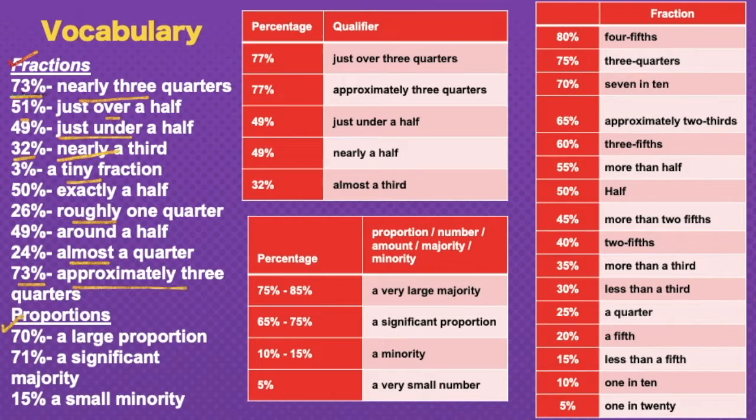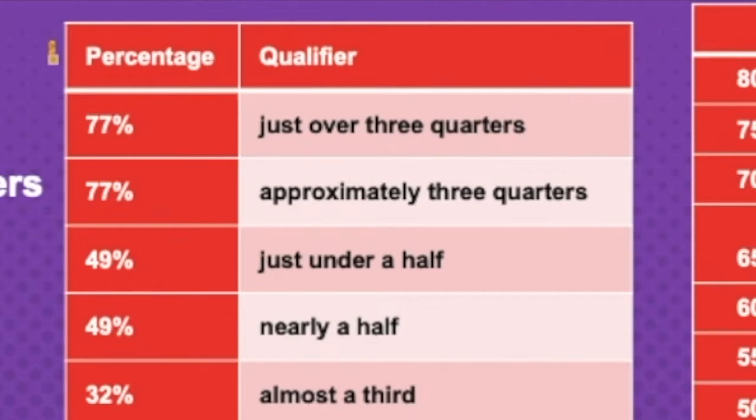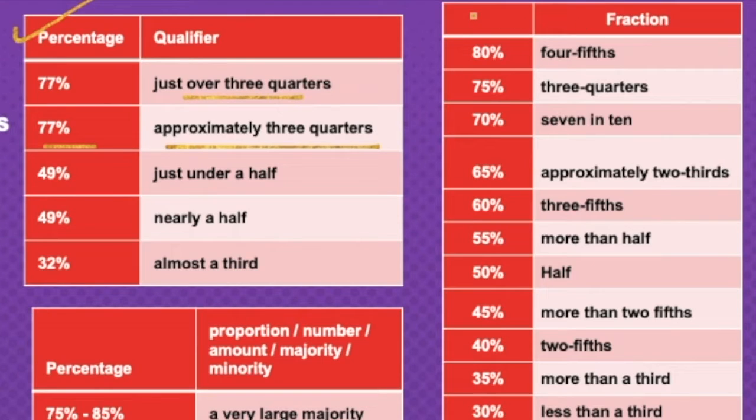For these percentages like 70%, we can say a large proportion, a significant majority, a small minority, which is 15%, and other qualifiers can be 77% just over 3/4, 77% just approximately 3/4, right? So this is the vocabulary that you can take a look at. This is in terms of percentages and this is in terms of fractions.